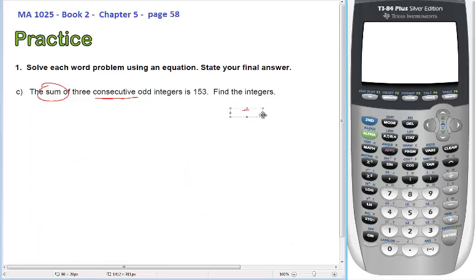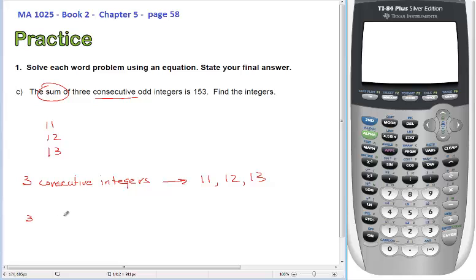Now, the very first thing you've got to realize is how you set this up, whether you have 3 consecutive integers, odd integers, or even integers, okay? Let's write 3 consecutive integers. Just 3 consecutive integers would be like 11, 12, 13, right? That's 3 consecutive, no odd or even, just 3 consecutive integers.